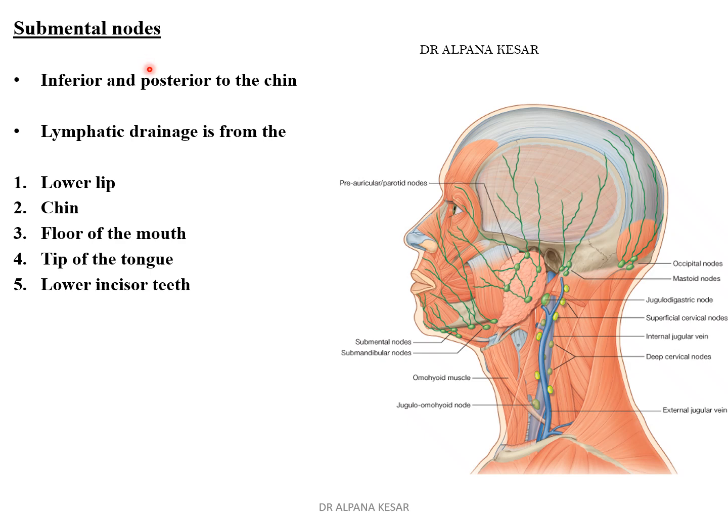Submental lymph nodes. These are the submental lymph nodes which are present inferior and just behind the chin and receive lymphatic drainage from the lower lip, chin, floor of the mouth, tip of the tongue, and lower incisor teeth.